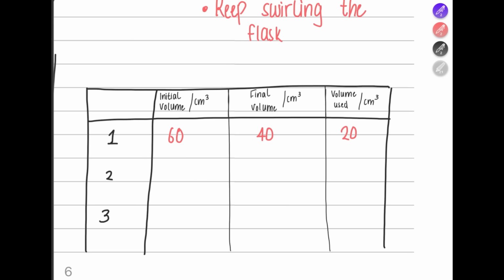Sometimes you can just continue the experiment. So the final volume will now become the initial volume, and then you will open the burette until it changes color. Let's say maybe this was 20. What is the volume used? It's 20. Now you can have 20 here.